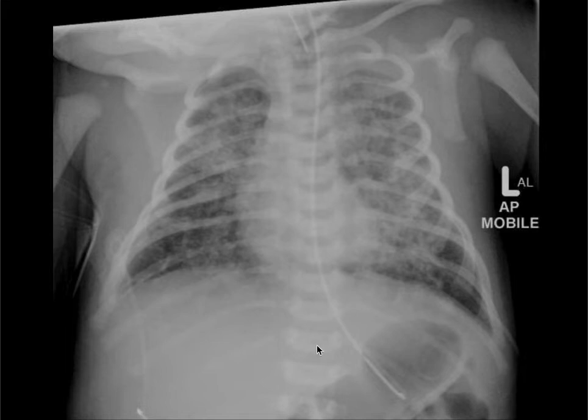So this is an example of meconium aspiration. You have hyperinflated lungs, you have asymmetric granular airspace opacities. This may be a humeral head here, so this patient may be a term baby. This is an example of meconium aspiration.